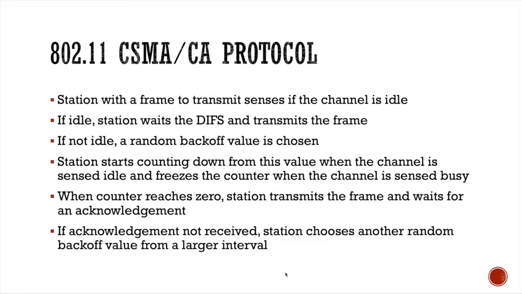If the channel is not idle, a random backoff value is chosen. The station starts counting down from this value when the channel is sensed idle, and freezes the counter if the channel is sensed busy. The station transmits the frame and waits for an acknowledgement when the counter reaches 0. If the acknowledgement is received, the transmitting station knows that the frame has been successfully received. Otherwise, the station chooses another random backoff value from a larger interval.